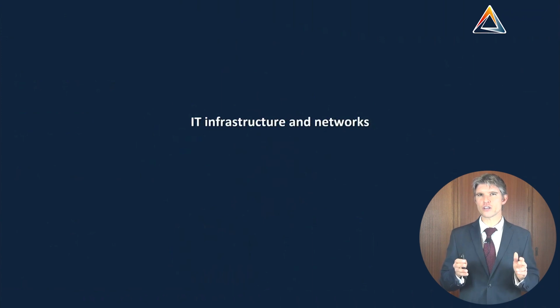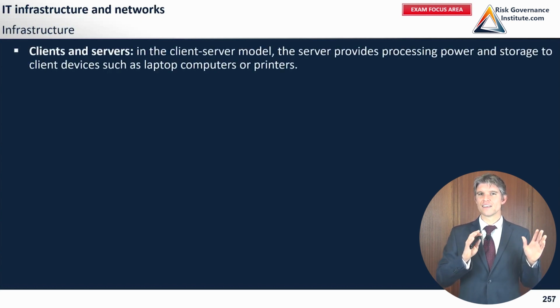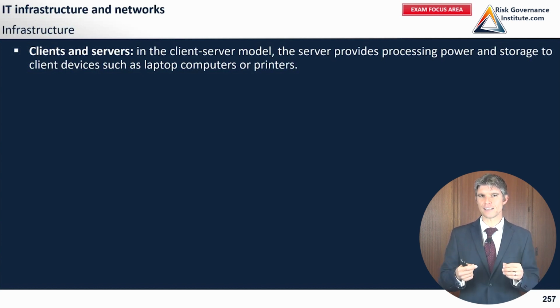IT infrastructure and networks. So we've seen a lot of business-facing applications. Here's a bit the contrary. We're going to look behind everything, and we're going to start with clients and servers. So no, this is not in a restaurant. In the client-server model, the server provides processing power as well as storage to different client devices.